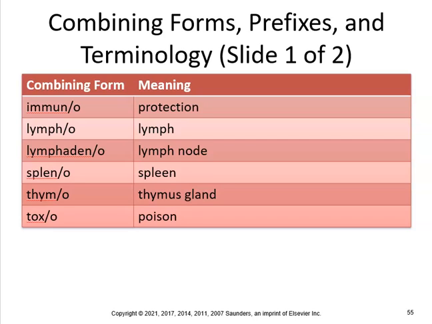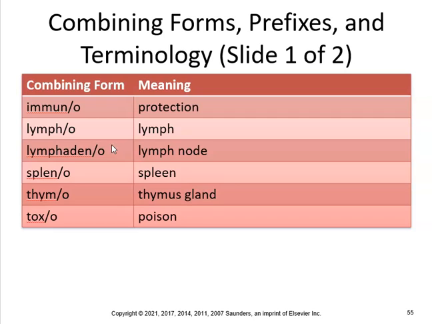Immunoglobulin is a protein that acts to protect the body by destroying antigens. What about lymph? So you have lymphedema, which is swelling of tissue due to accumulation of lymph. Lymphopoiesis is the formation of lymph. Okay, what about spleen?